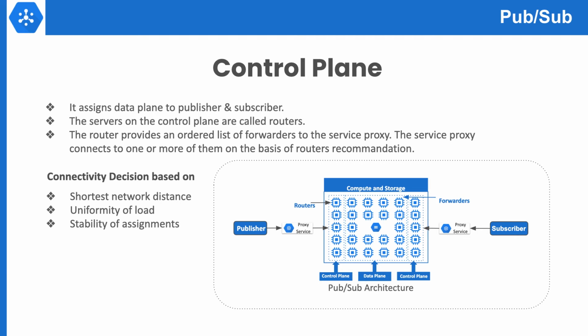There is a service proxy that works between publisher, subscriber and routers. The router provides an ordered list of forwarders to the service proxy. The service proxy connects to one or more of them on the basis of router's recommendation. In case of any connectivity failure, service proxy falls back on the next recommended forwarder by routers. Here the service proxy's main role is connection optimization. Otherwise, the client has to handle a list of forwarders and the failures.